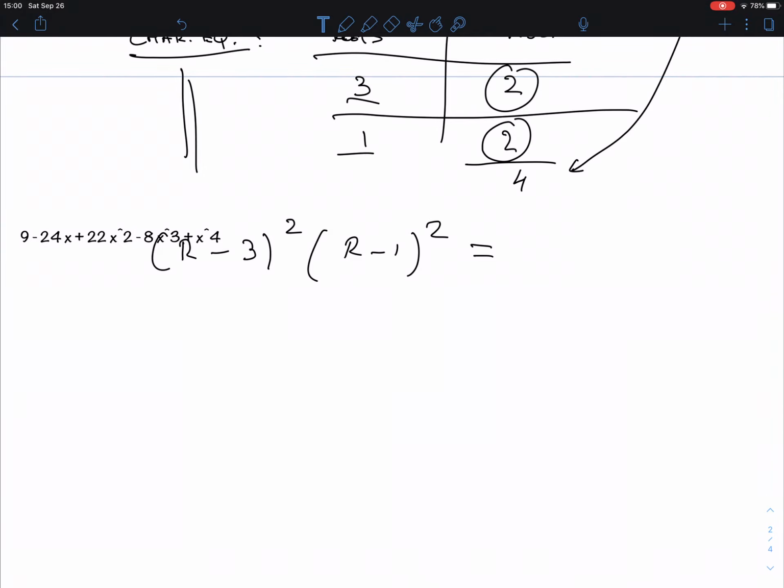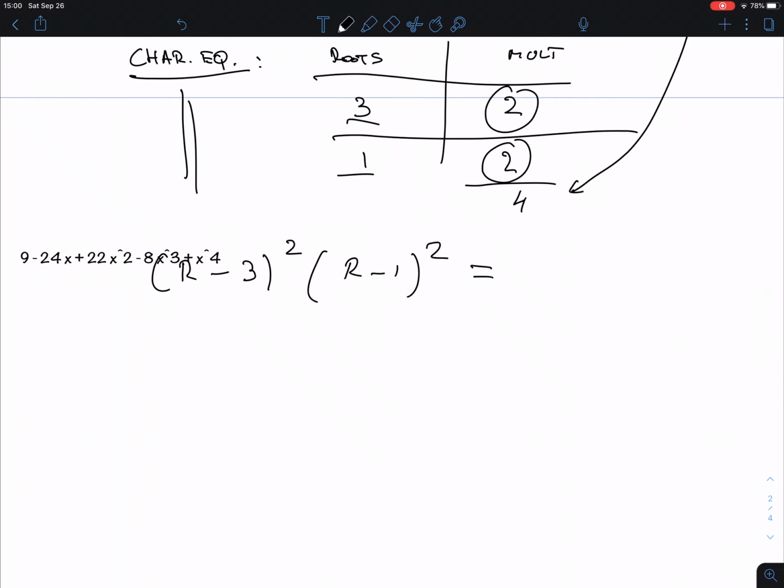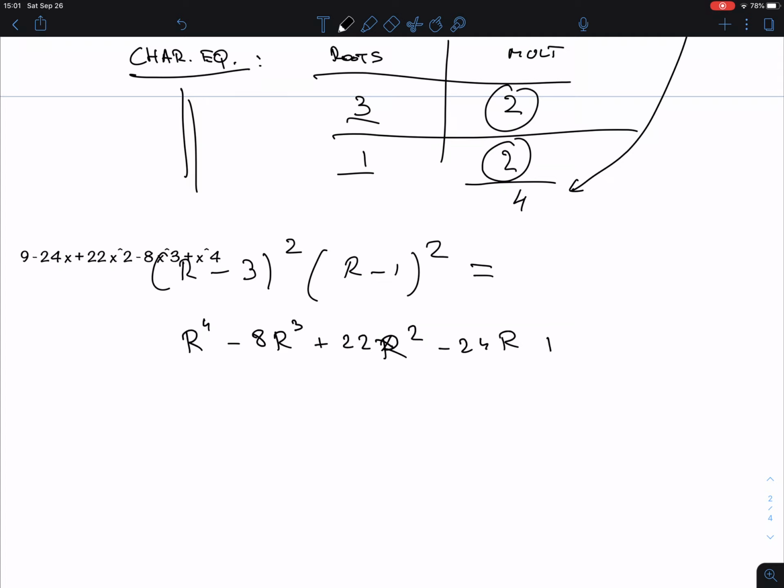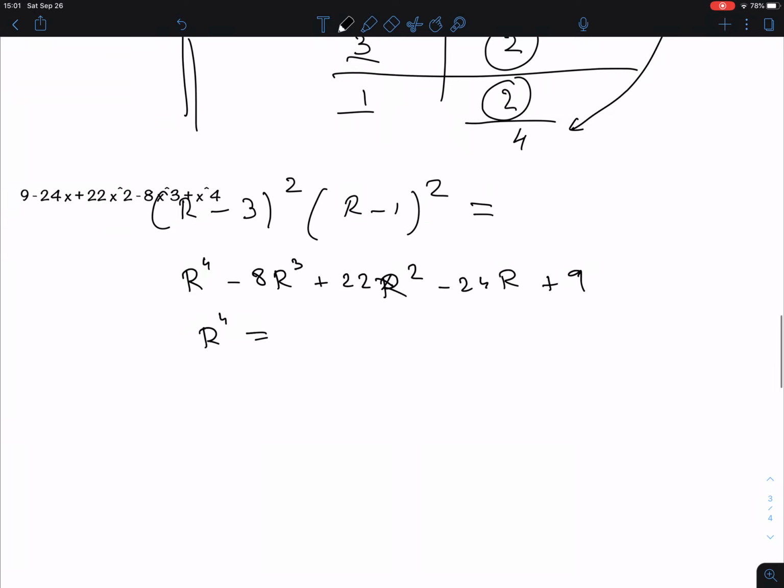So it is written in ascending order, but we need to write it in descending order. So that is 8r cubed plus 22 r squared minus 24r plus 9. And what I need to do is write everything else on the other side, only r to the 4th, the highest degree term. So this with 8r cubed minus 22r squared plus 24r. So don't forget to swap the signs.